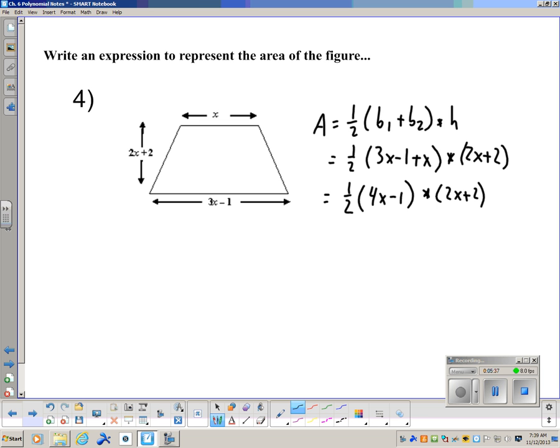Up to you. Probably just want to go ahead and FOIL this part out here, or you could take a half times one of these. It's up to you first. I'm just going to do the 1/2 last here, since I'm going to FOIL it first. It makes it easier to do the half at the end in case there's any fractions.